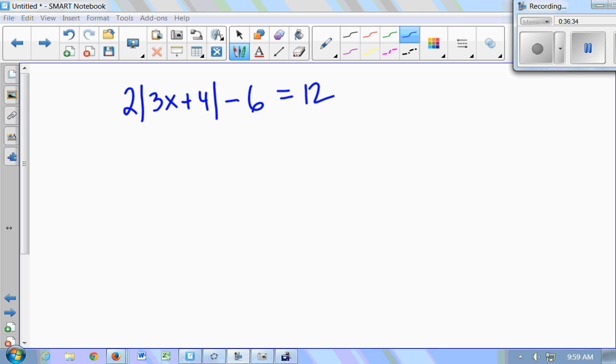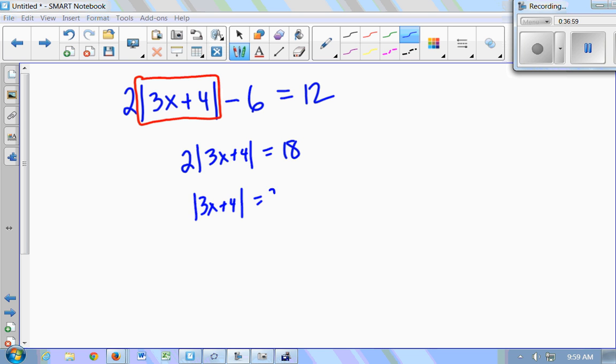Okay, so the first thing you want to do when you're solving an absolute value equation is isolate the absolute value, right? So I just want to solve for that. Okay, so I'm going to add 6 to both sides. So I have 2 absolute value 3x plus 4 equals 18. Then divide both sides by 2. So I have the absolute value of 3x plus 4 equals 9.